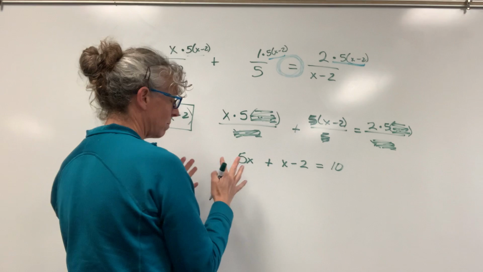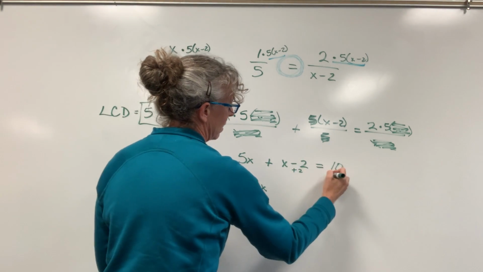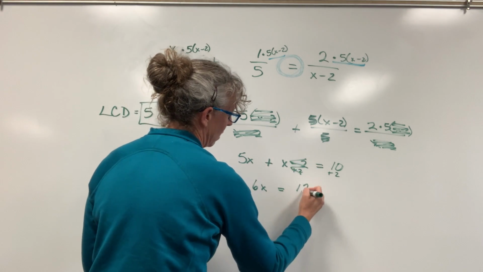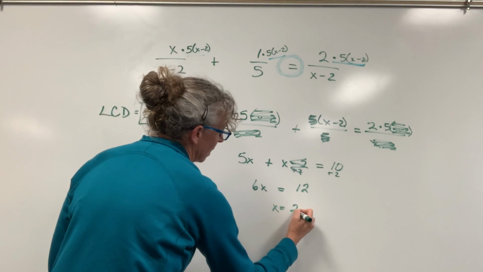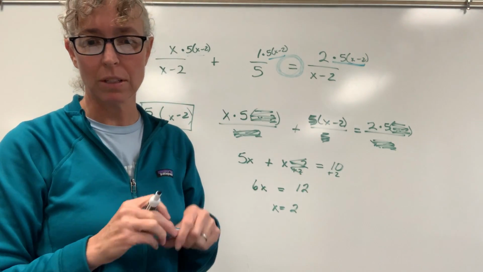All right, now let's combine like terms. I have 6 x's. I'm going to add 2, right? That'll go away. So I have 6x equals 12. Divide, and x would be 2. And I'd plug it in to see if it works.